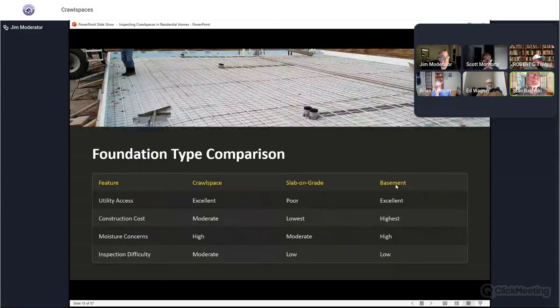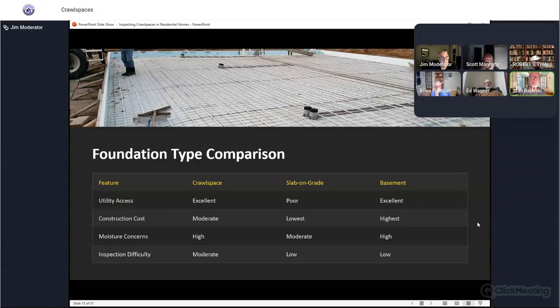Okay, Jim. So foundation type comparison. We're looking at 4 categories here, right? Feature, crawl space, slab on grade, and basement. So for utility access, crawl space is, well, I would say modern crawl space is excellent. Slab on grade, not good, right? You either have to put your plumbing in the slab or run it through areas that you prepare on the frame of the house. Basement's excellent. I don't know if I would say a crawl space is excellent. I'd say basement is, because you can stand up in there and service everything, but they rate both as excellent.